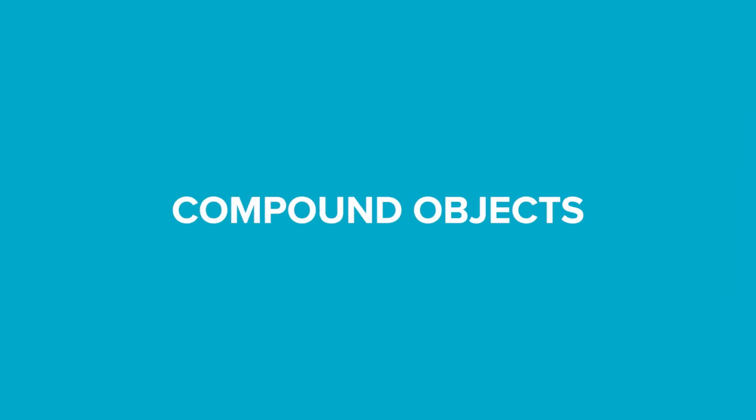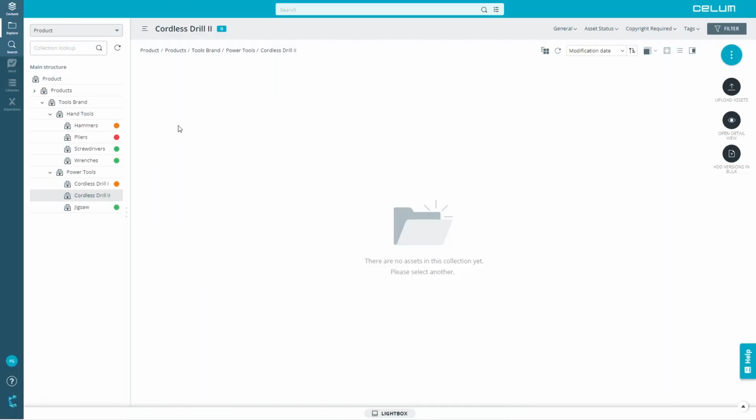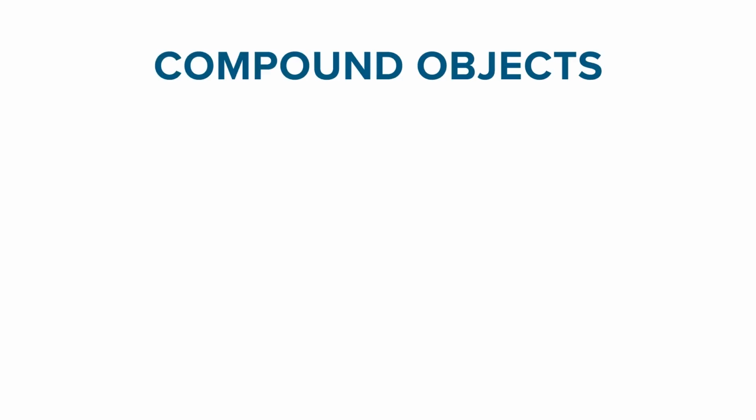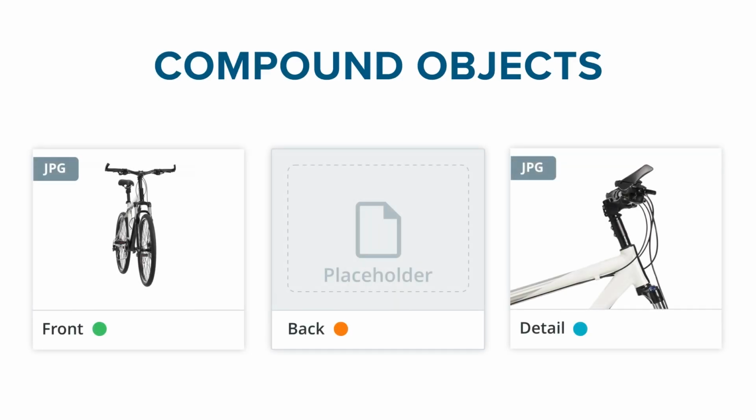Let's start with compound objects and a quick example: a tool manufacturer launching a new cordless drill. The right metadata fields and asset types are already set up, and a basic product tree is in place. Now let us prepare the go-to-market for the Drill Mark II. That's where compound objects come into play.